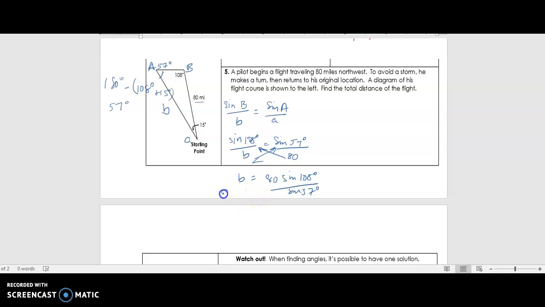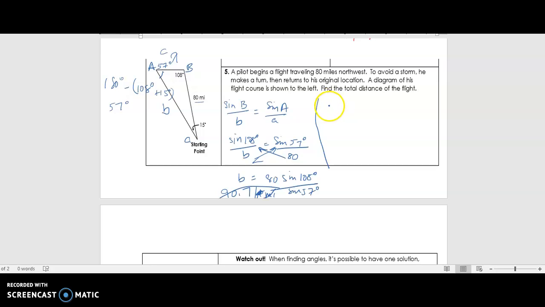Okay, it comes to 90.7 feet. No, miles, my bad, it should be miles. Okay, so that's one thing. And the next thing we need to find, because he's saying total distance of the flight, what else is missing? We need to find this AB, which is, let's call it X for now, or we can actually call it C. Let's call it C. Okay, so we'll come to that.